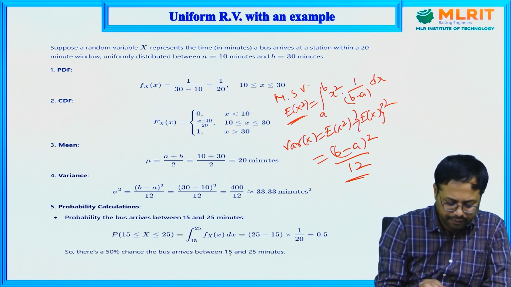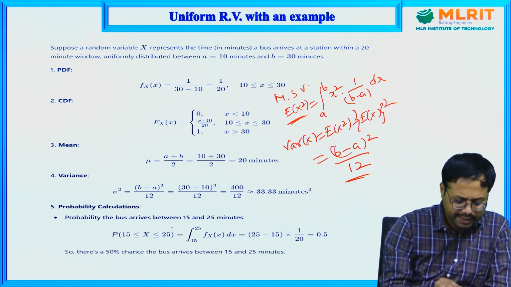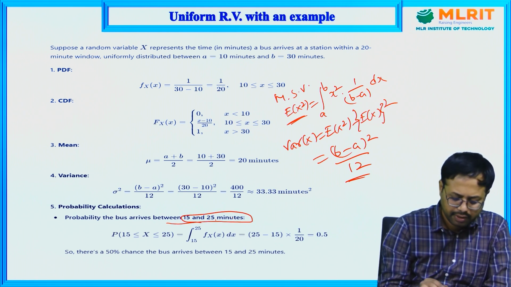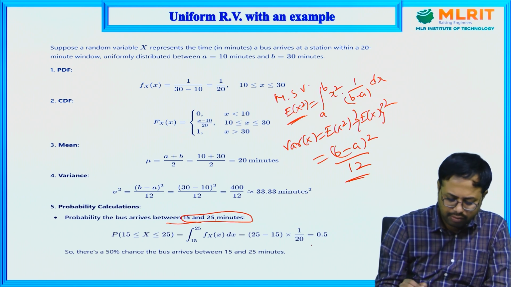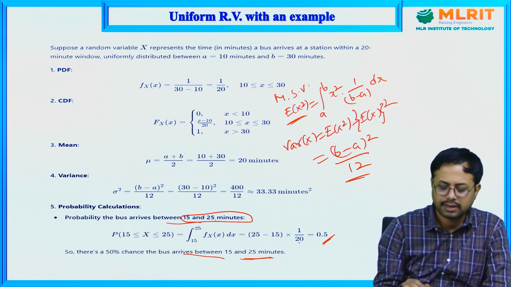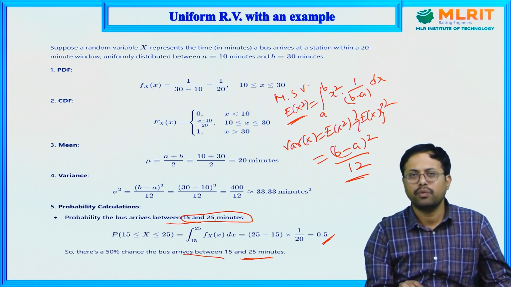Now next, he is asking for the probability that the bus arrives between 15 and 25 minutes. You have to follow the same procedure, then you will get 0.5, which is a 50% chance that the bus arrives between 15 and 25 minutes. This is a concept related to the uniform random variable.